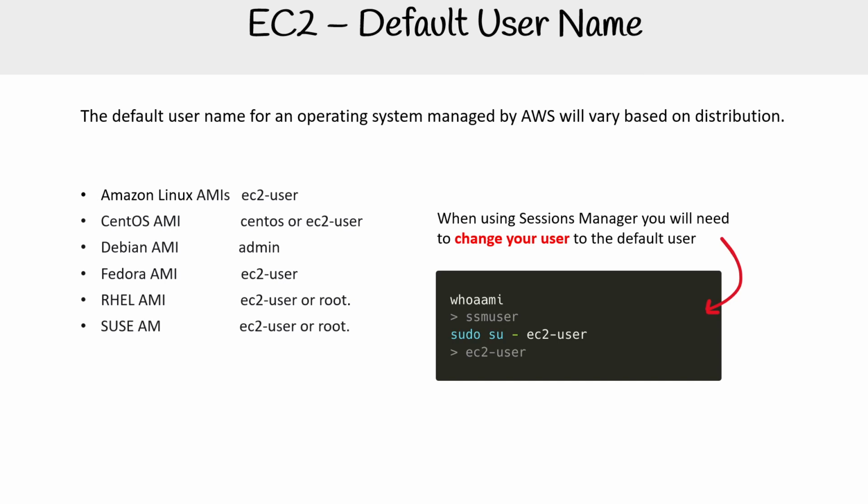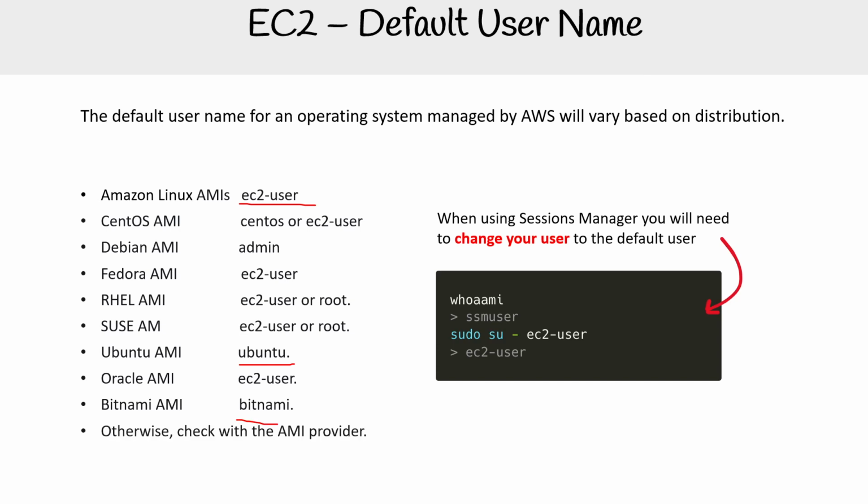For SUSE, we have ec2-user or root. For Ubuntu, we have ubuntu. For Oracle, we have ec2-user. For Bitnami, and those aren't necessarily managed by AWS, but Bitnami always uses bitnami. So, the ones I remember: always try ec2-user. If you're using Ubuntu, it's ubuntu. If you're using Bitnami, it's bitnami. And that's as simple as it gets, okay? But otherwise, check with the AMI provider because there can be variation.